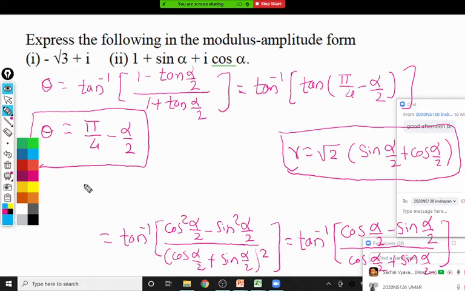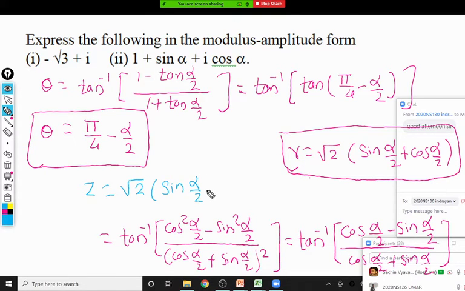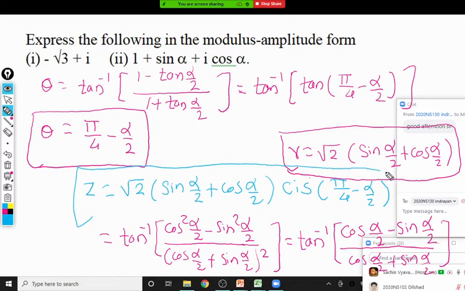And we got here Z is R, which is root 2 times sine alpha by 2 plus cos alpha by 2. This is R, just a magnitude, free from iota, into cis of theta. Now in this case theta is pi by 4 minus alpha by 2, and that's the final answer. This is the modulus argument form of the given complex number 1 plus sine alpha plus i cos alpha.